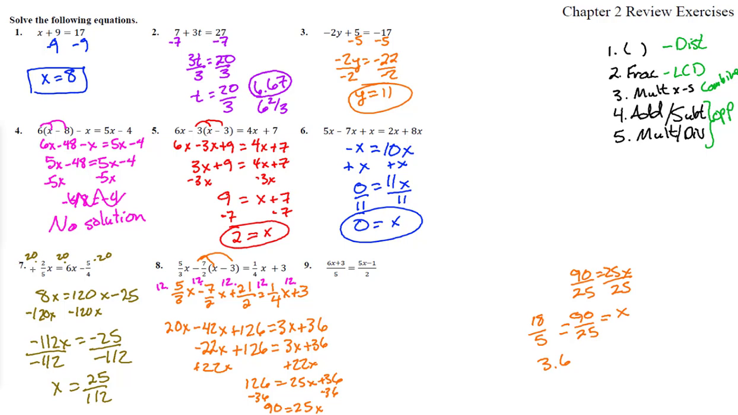Okay, and then number 9. Do we have any parentheses? Not yet. Do we have any fractions? Yes, we have a 5 and a 2. That means we got to times both sides by 10.